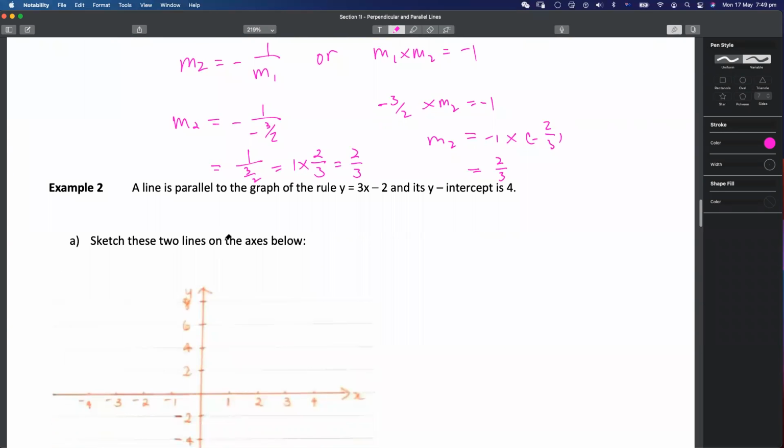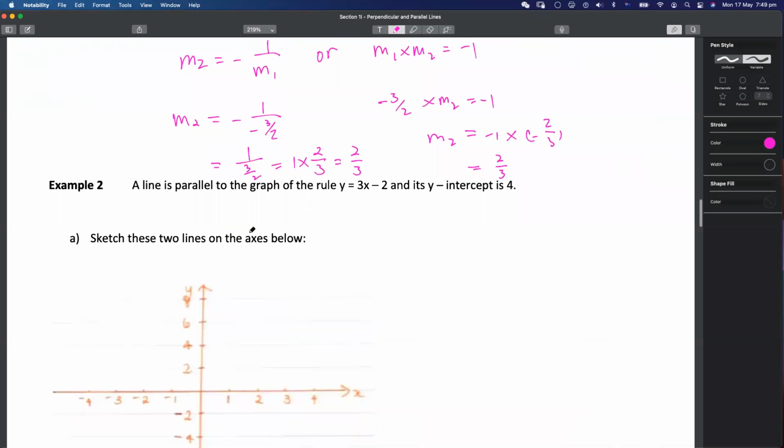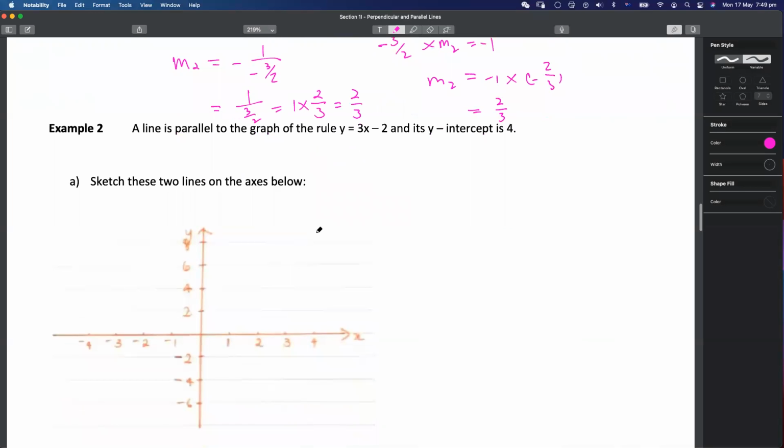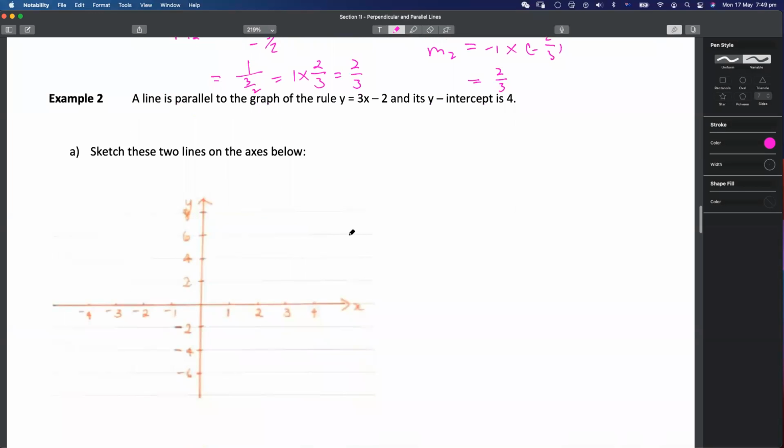Example 2. A line is parallel to the graph of the rule y is equal to 3x minus 2 and its y-intercept is 4. Sketch these two lines on the axis below. Okay. So let's sketch this first line. We'll have our negative 2 as our y-intercept, and the gradient is equal to 3.